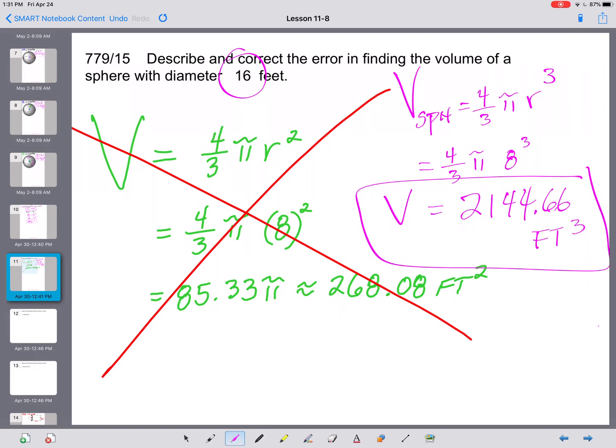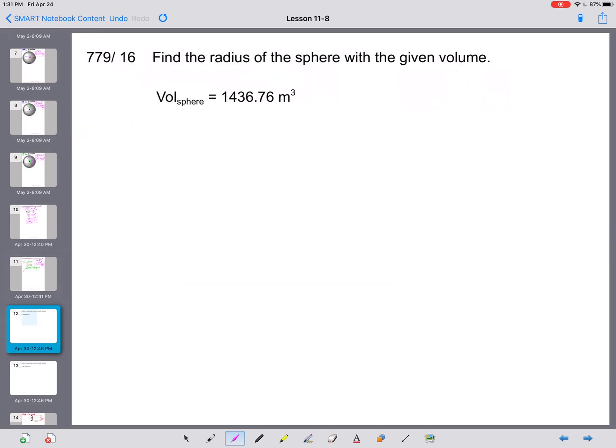Nice, looking good. Okay, our next one, 16.